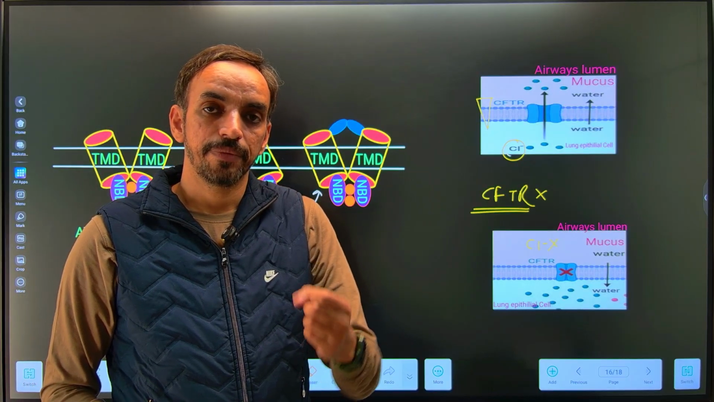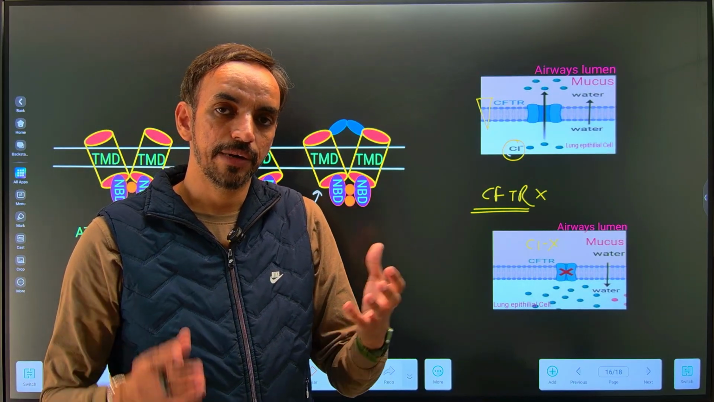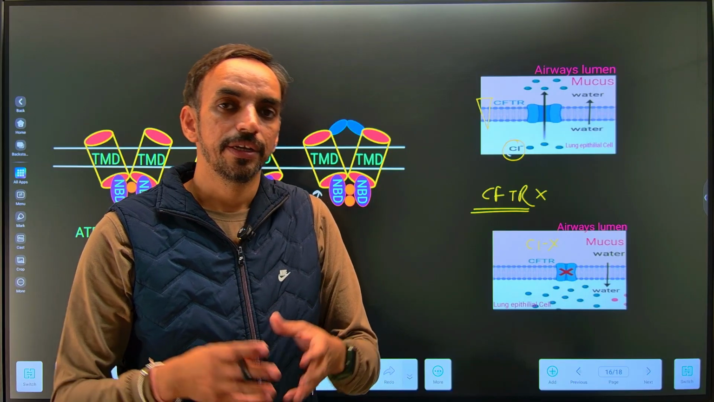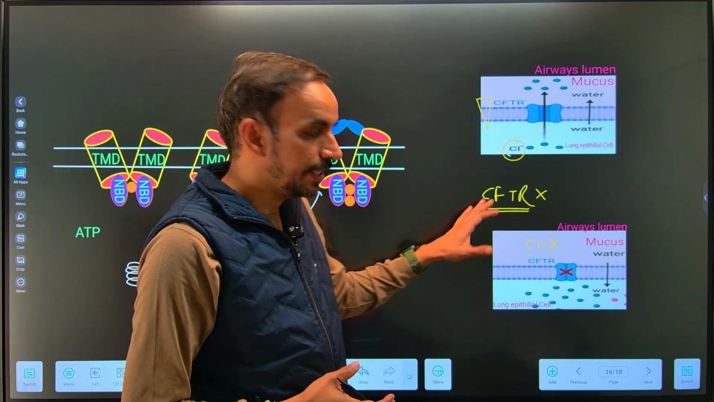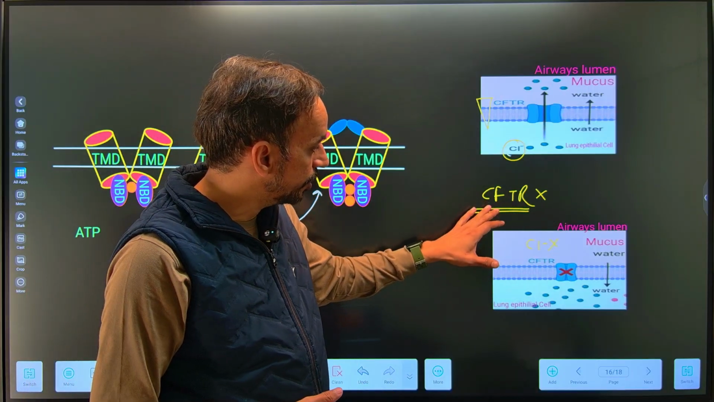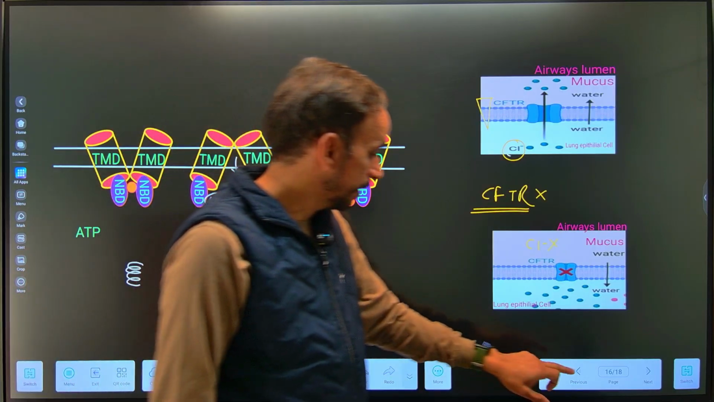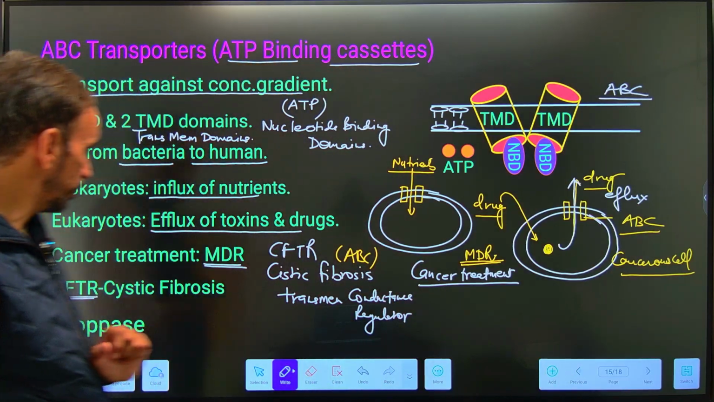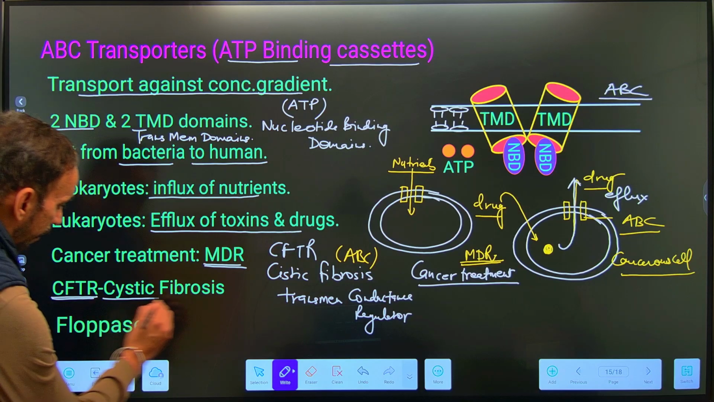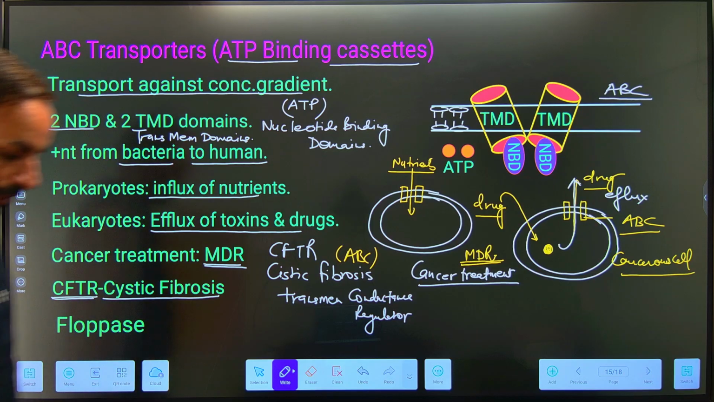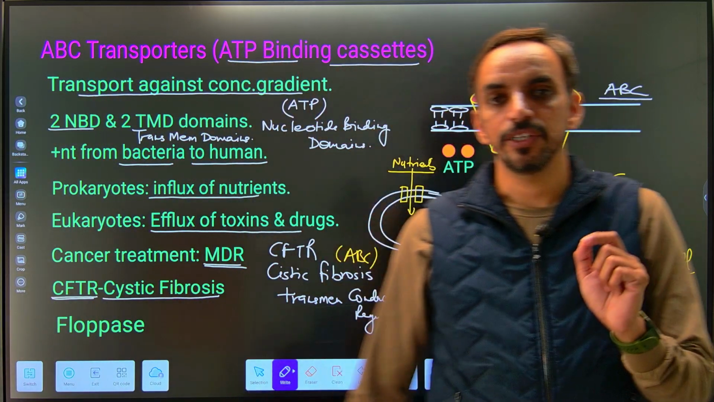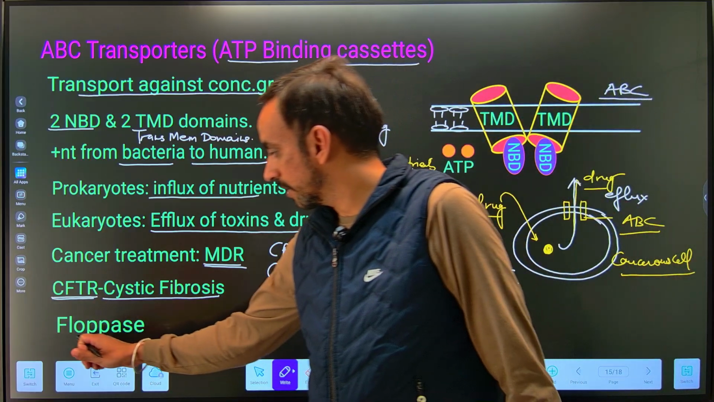then the water will come back into the lung epithelial cell, which makes the mucus thick. Multiple bacterial growth will occur, and it will create a chronic condition. So the disease which is due to the malfunctioning of this CFTR, an ABC class of transporter, is called cystic fibrosis. We give it the name cystic fibrosis. Now another type of ABC transporter is known as floppase.